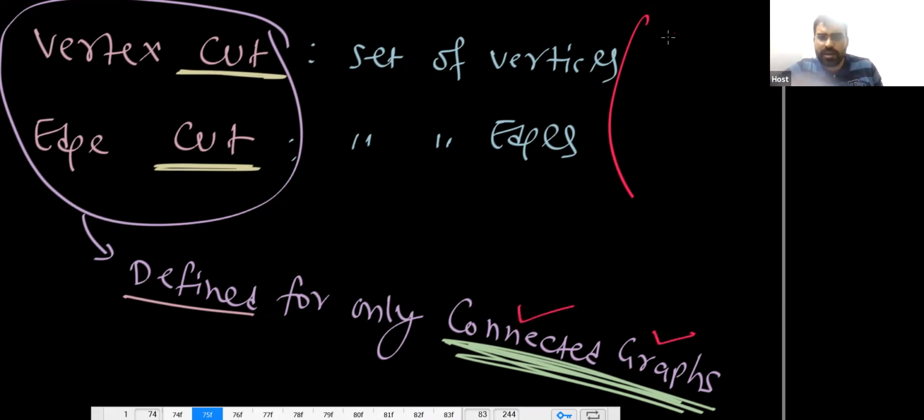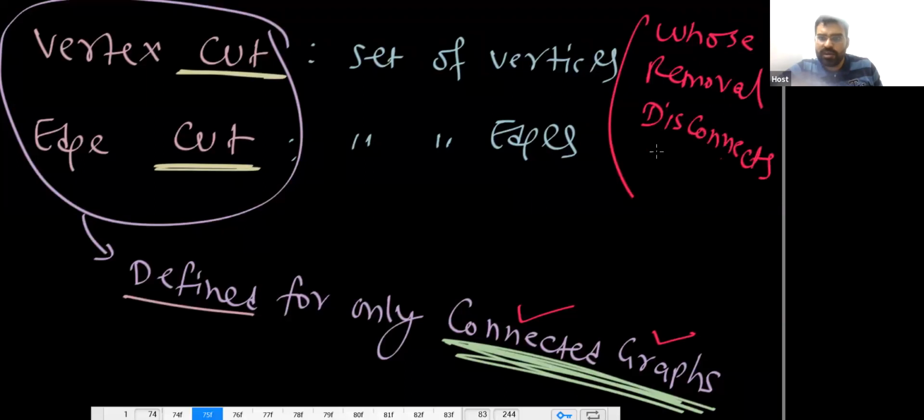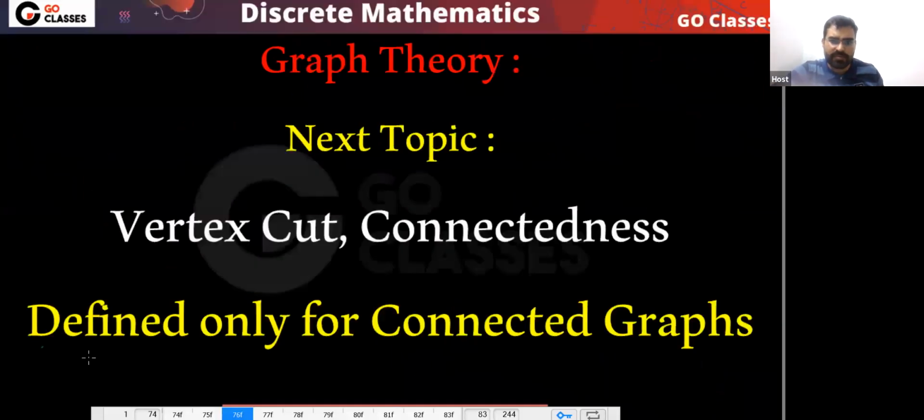So the definition will become like this: a set of vertices, a set of edges, whose removal, what should I write? Whose removal disconnects the graph. Did you understand? Whose removal disconnects the graph, because these concepts are defined only for connected graphs.